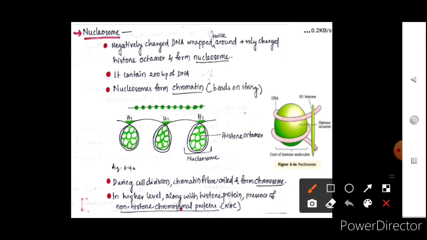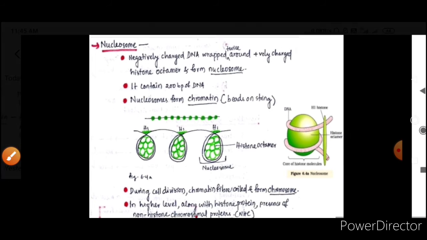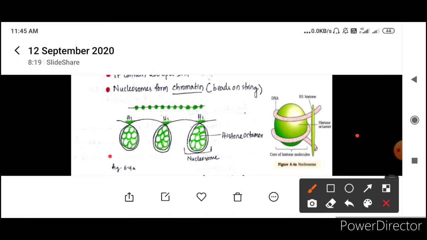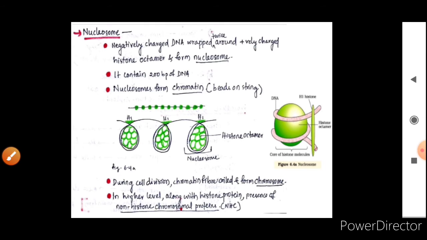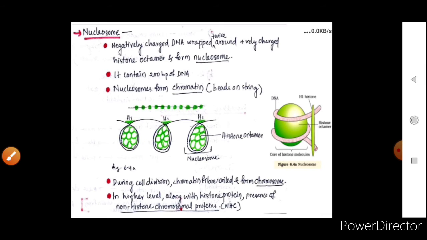Now these nucleosomes will form chromatin, which is the beads on string structure, which is seen when we stain the nucleus. You can see here, this is a histone octamer, this is another histone octamer, and this is another histone octamer. So the structure is like this: this is the bead part, and this is the string part. You will see this beads on string structure when we talk about the chromatin structure.